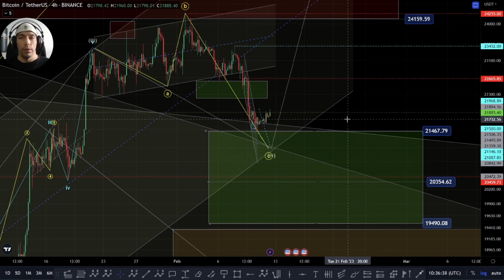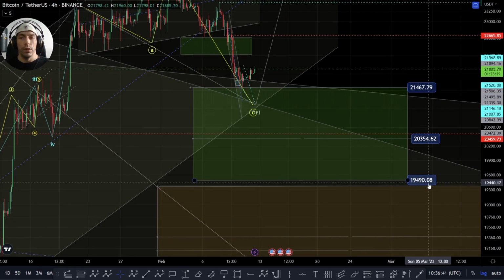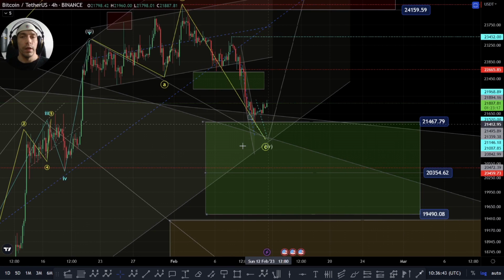So those are the two things we're currently looking for within this structure. If we start to break down too deep and take out this 19,490, this becomes less likely. But effectively, I'd want to see whether this channel line manages to hold if we do move further down here. So this is something we are looking out for within the structure.